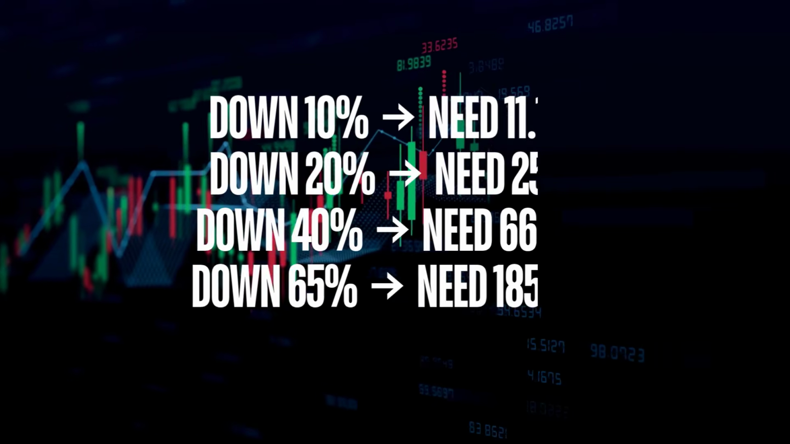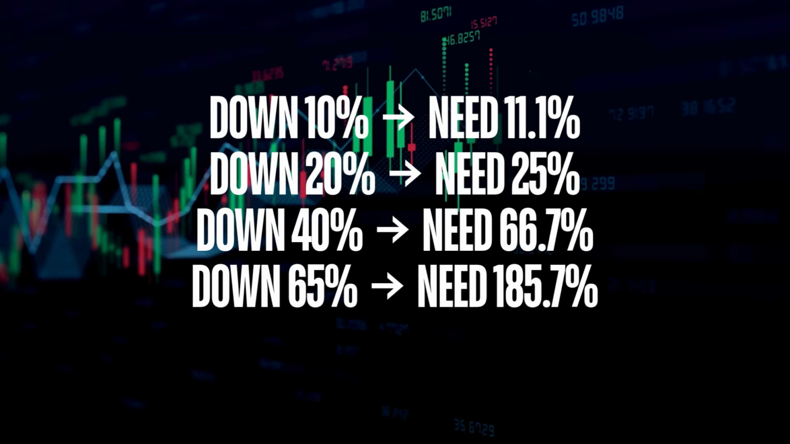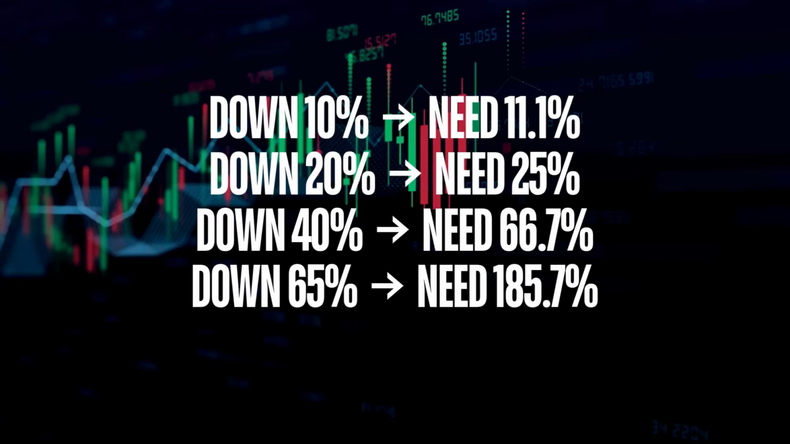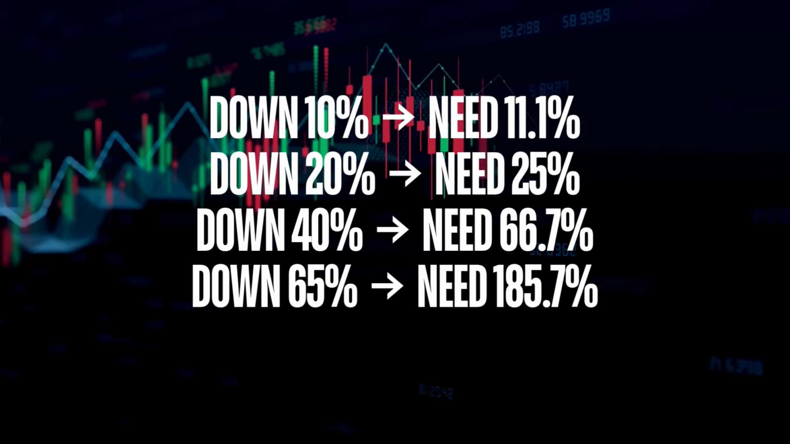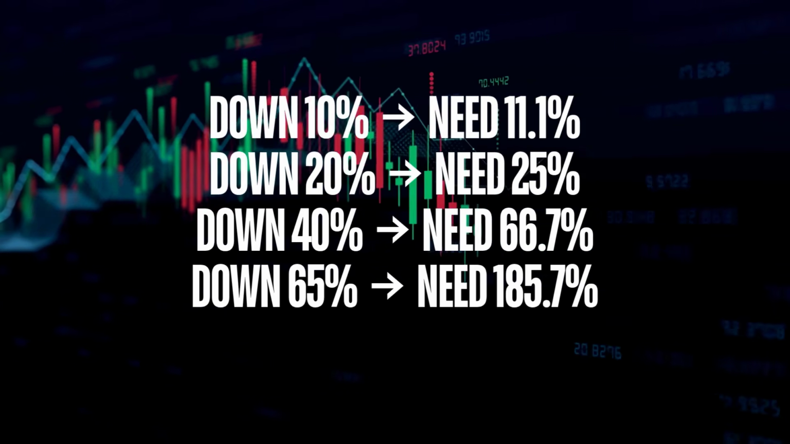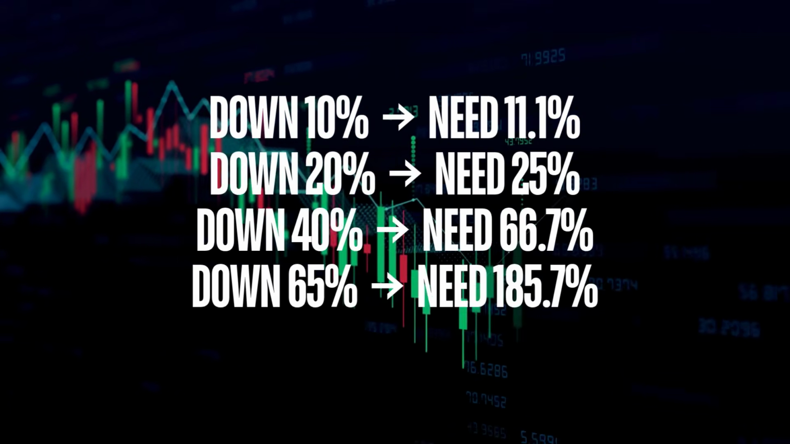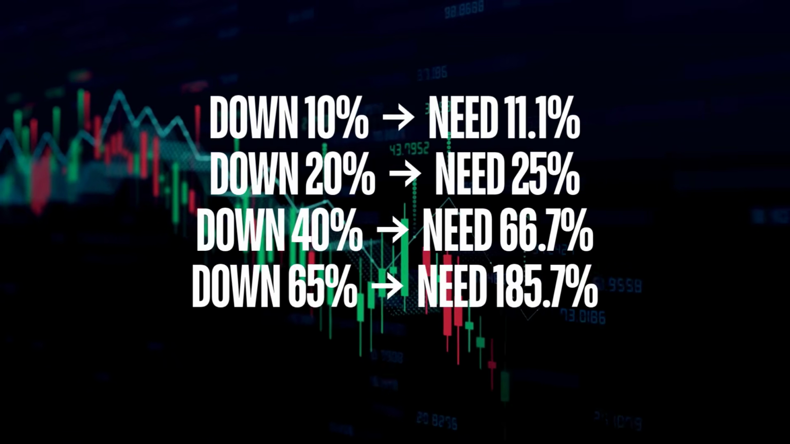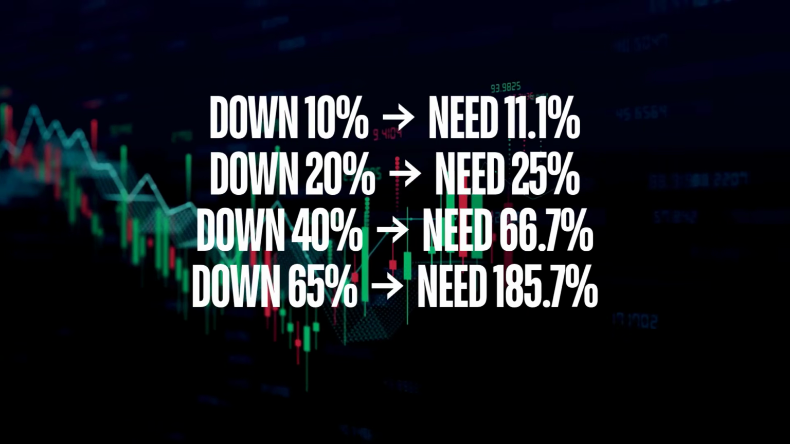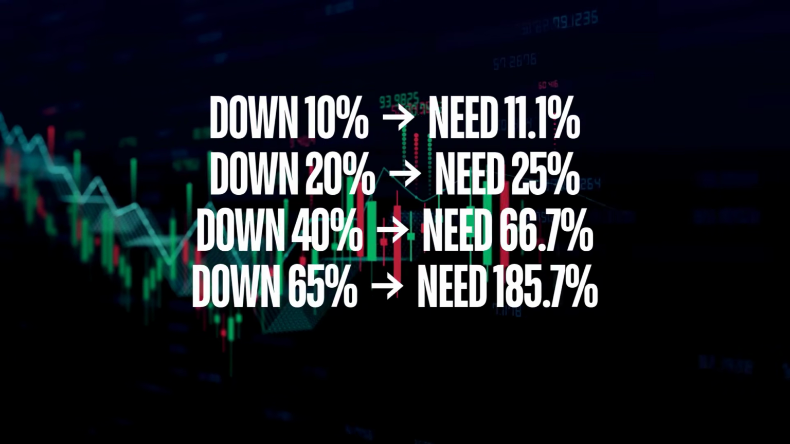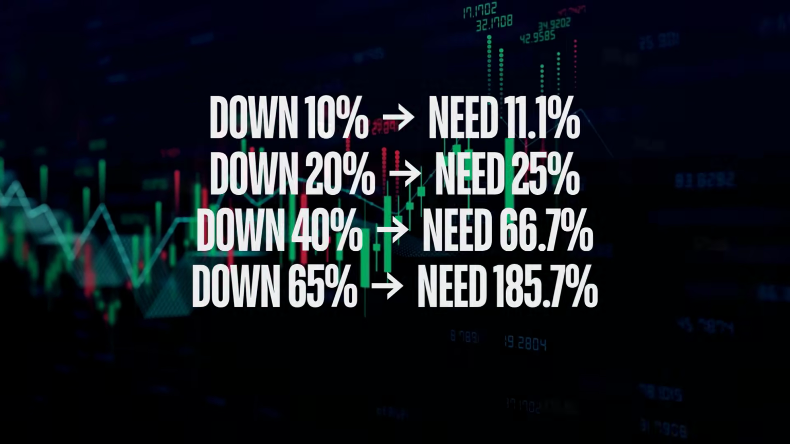So this is the trap inside the trap. Drawdown and recovery are not symmetrical. If you're down 10%, you need just over 11% to get back. Fine. If you're down 20%, you need 25%, still manageable. But if you're down 40%, you need about 67% to recover. And if you're down 65%, you need around 186% just to get back to even. That is why position sizing matters so much. The deeper the hole, the more absurd the recovery burden becomes. And that is exactly why the number of losses in a row should be feeding directly into your sizing process.